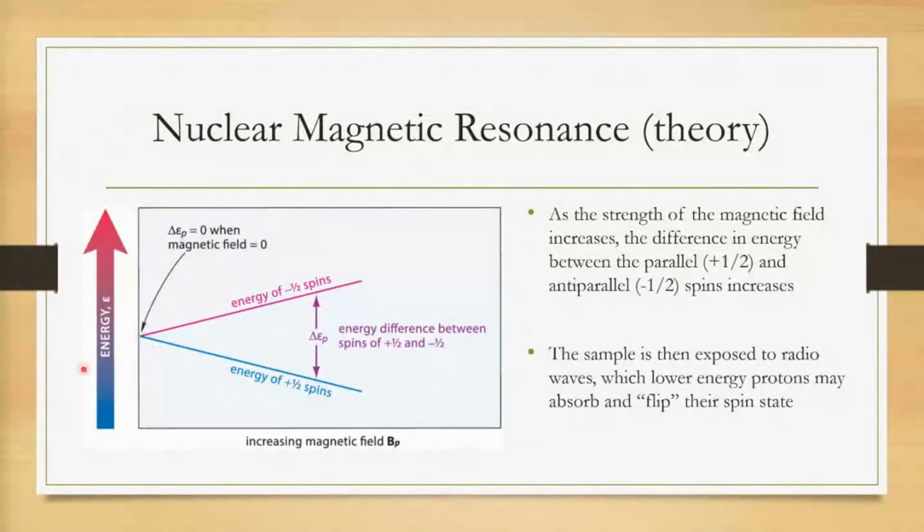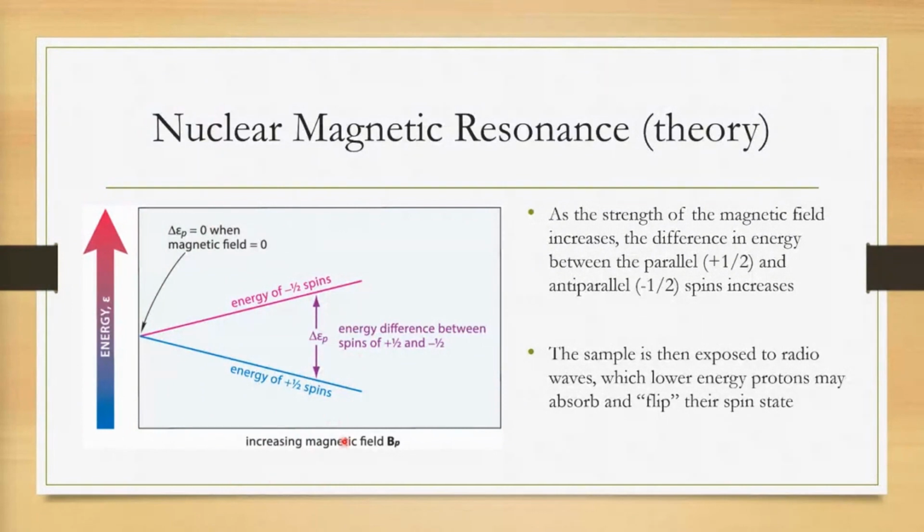So thinking about, in this image, we have the energy of nuclei, energy of anti-parallel spins are pink, and the energy of parallel spins are blue. As you increase the strength of the magnetic field, the difference in energy levels increases. So with a stronger magnetic field, you'll have a greater difference between these two energy states. If the magnetic field is 0, the two energy states are equal to each other in energy.